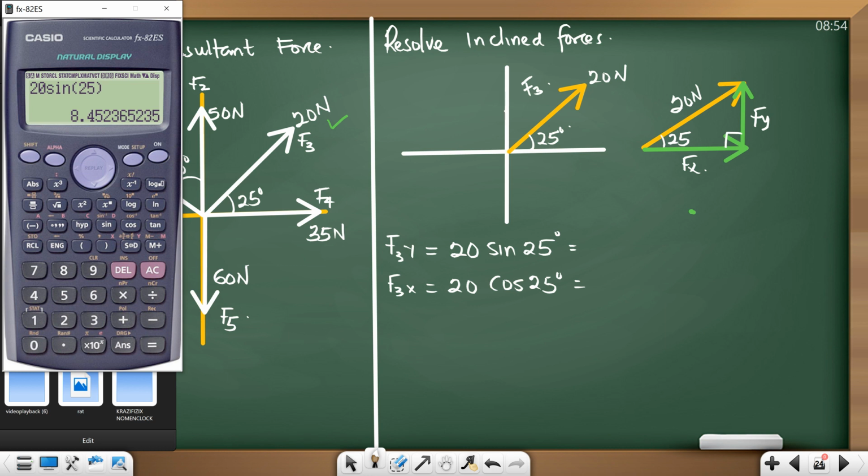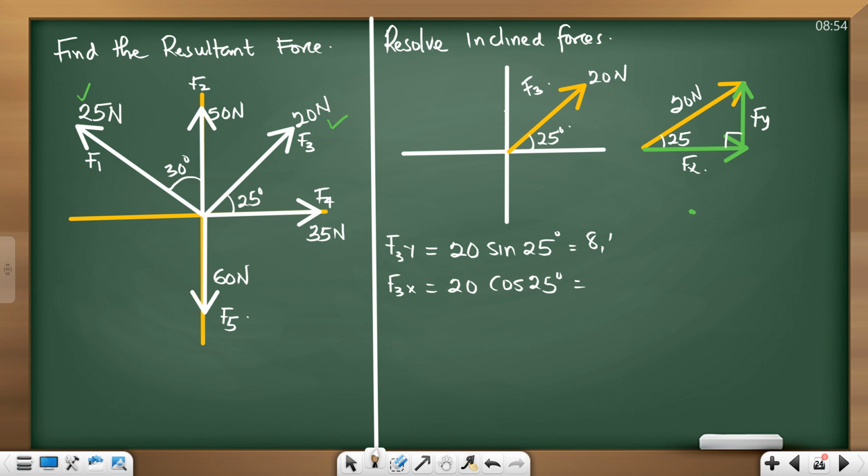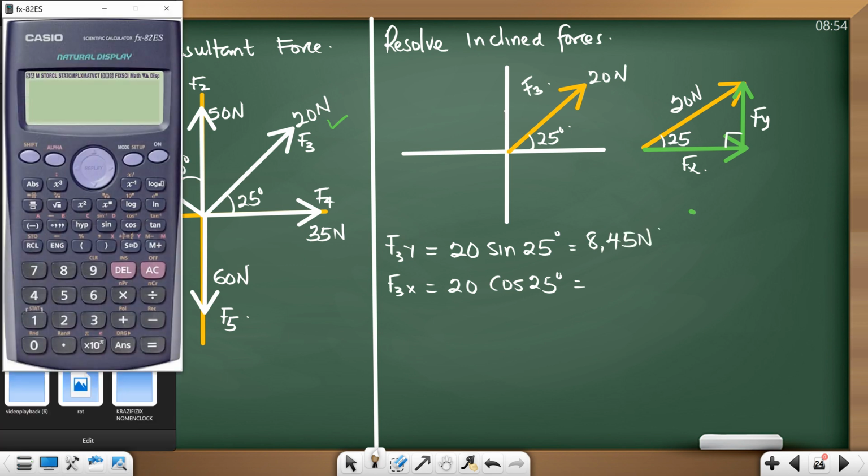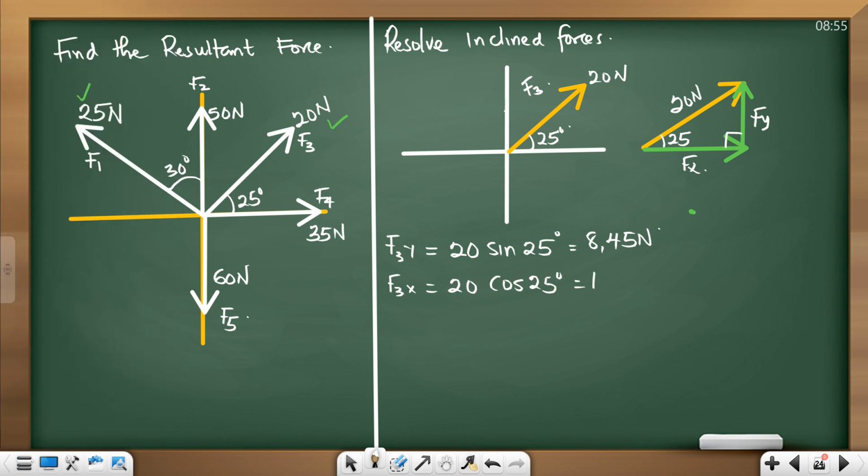20 sin 25. This is 8,45. Please use your calculators as well to make sure that we are on the same page with the answers. 8,45 newtons. And what do we have here? 20 cos 25, and this has given me 18,13. Guys, I'm rounding off now. You should know how to round off from grades 8, 9, 10. 18,13, 2 decimal places.